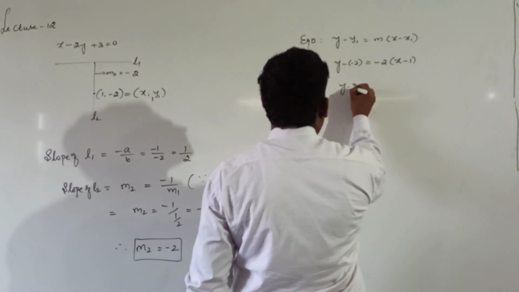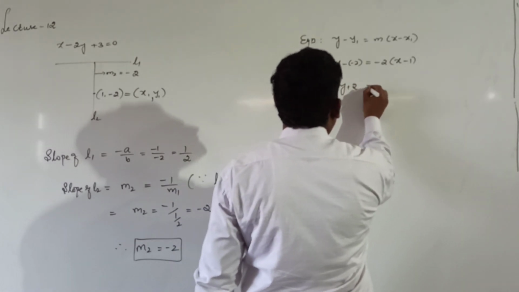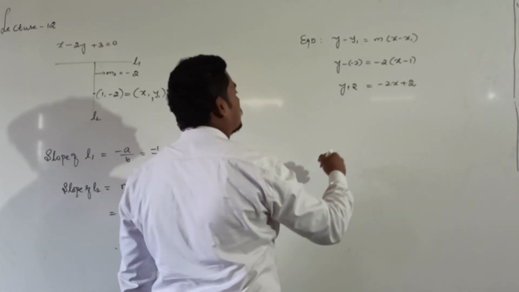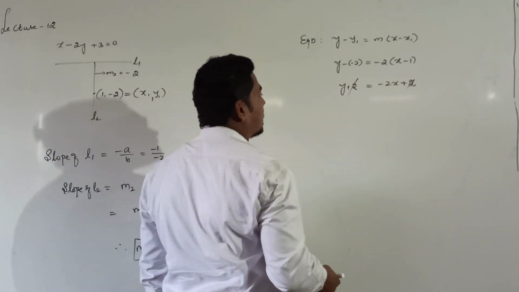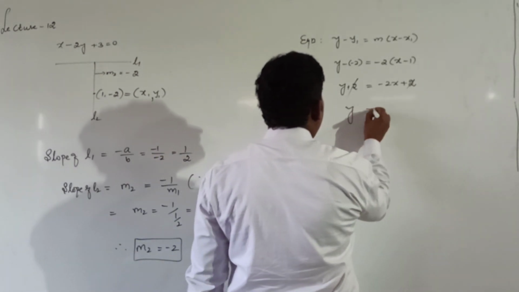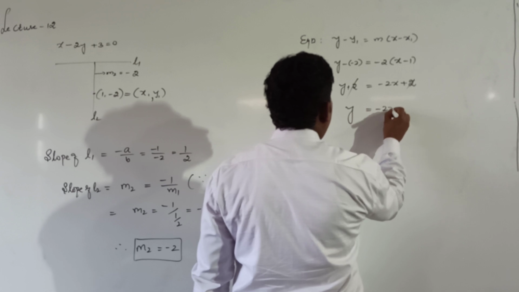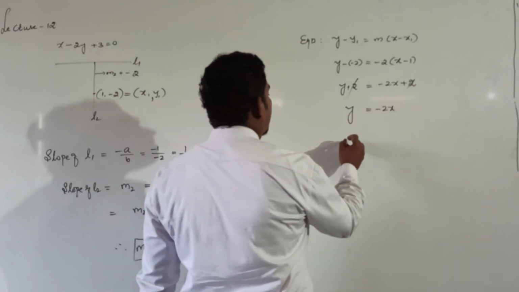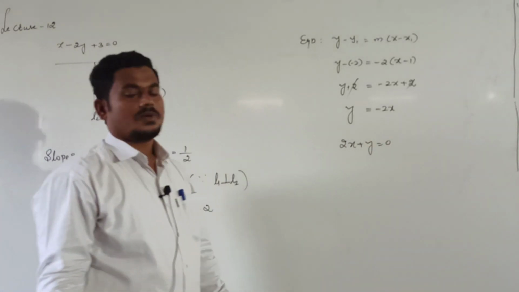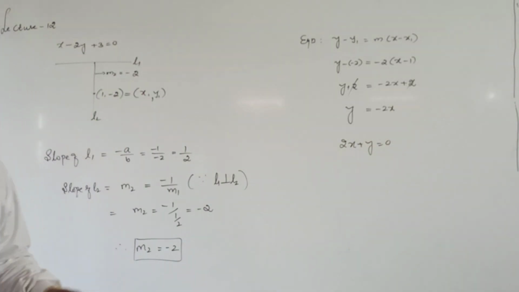Then y plus 2 is equal to minus 2x plus 2. Now 2 gets cancelled on both sides. Then we get y is equal to minus 2x, or 2x plus y is equal to 0. This is our required equation, right?